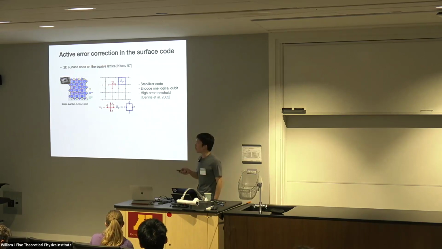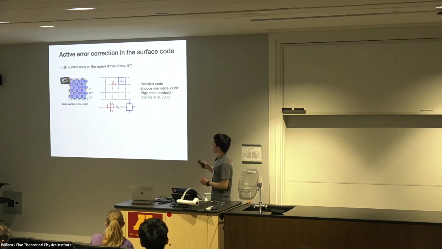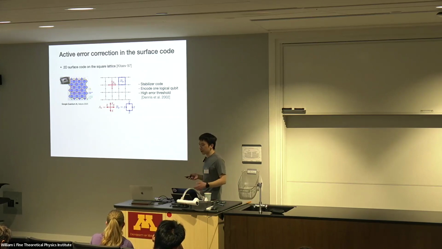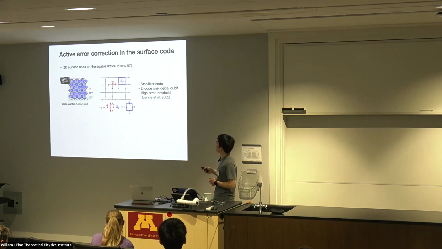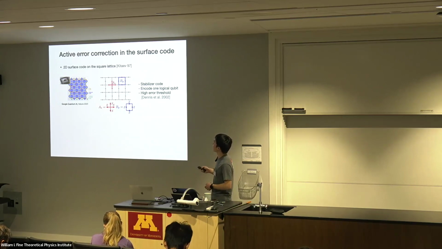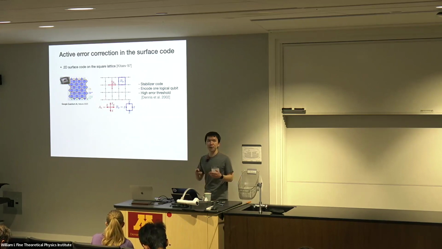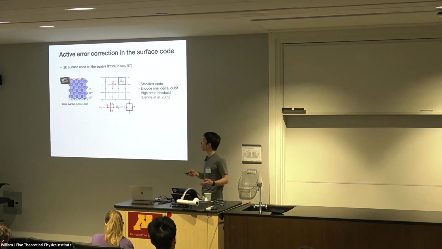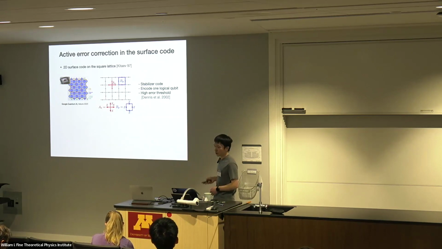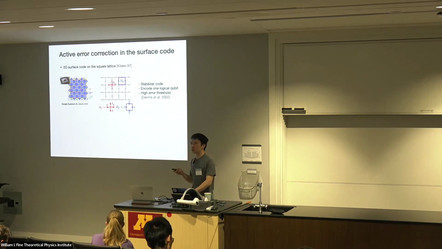A paradigmatic example of such quantum memory is the so-called 2D surface code, proposed by Kitaev about 30 years ago. The 2D surface code is a stabilizer code on a two-dimensional lattice, and the stabilizer code involves four-body check operators, and you can encode one logical qubit of information if you put it on this open boundary condition. In particular, the surface code has the nice property of having a high error threshold, which was shown about 20 years ago.